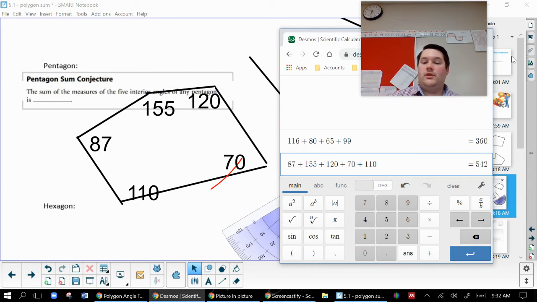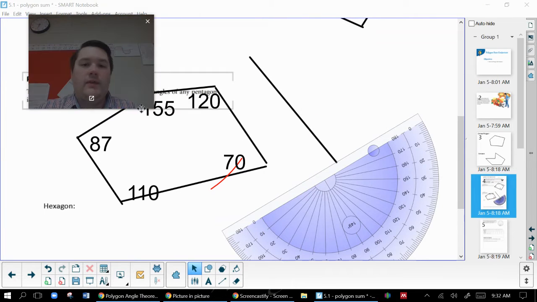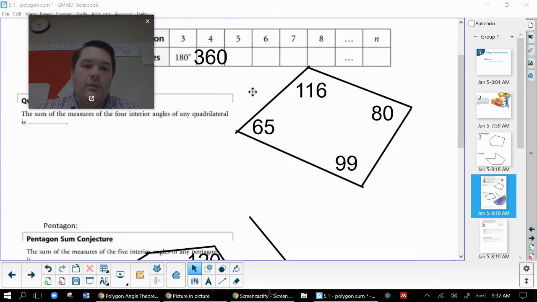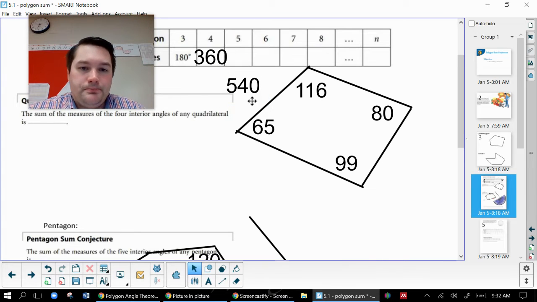Now I got 542, which is not exactly what it's supposed to be, but when we do this all in class, we see some people end up a little less than 540, some people end up a little bit bigger than 540, but overall, we're looking for 540 as what that should end up being. So here we've got in the 5 category here, 540 degrees.